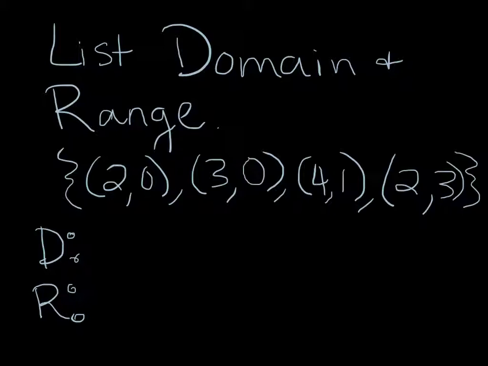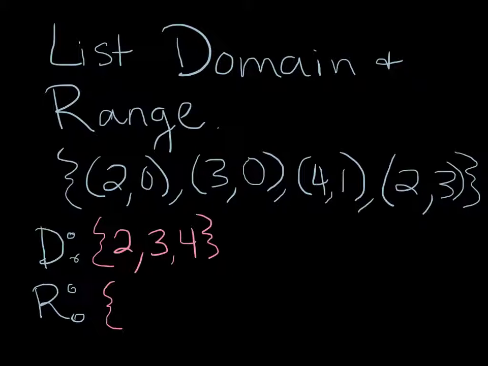Alright, first we want to list the domain and range. Remember, domain is your x values. You never repeat your x values. So our domain in this case is going to be 2, 3, and 4. Our range is our y values. You never repeat the y values, so we're just going to have 0, 1, and 3.